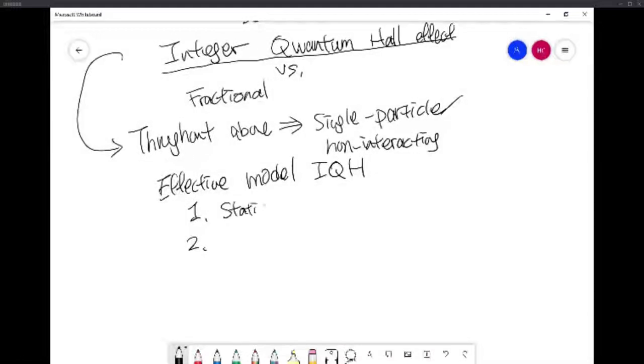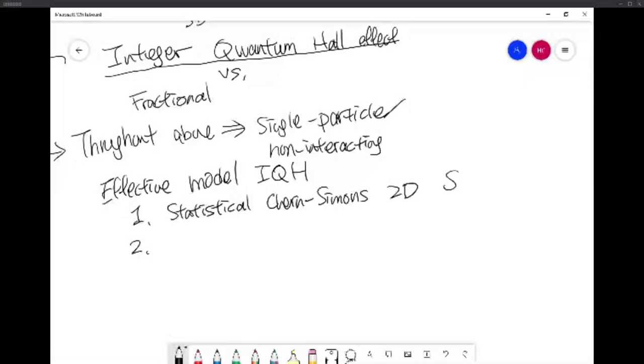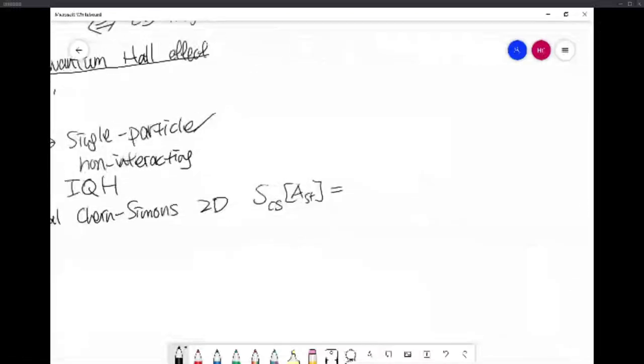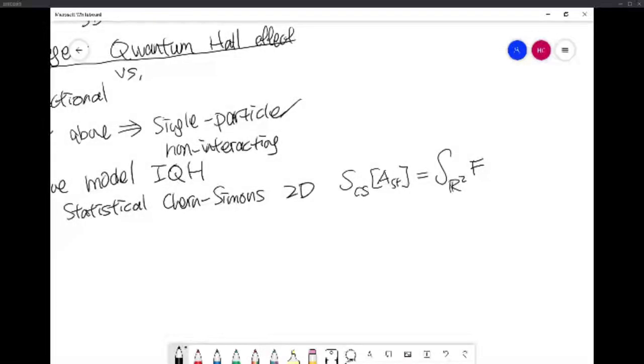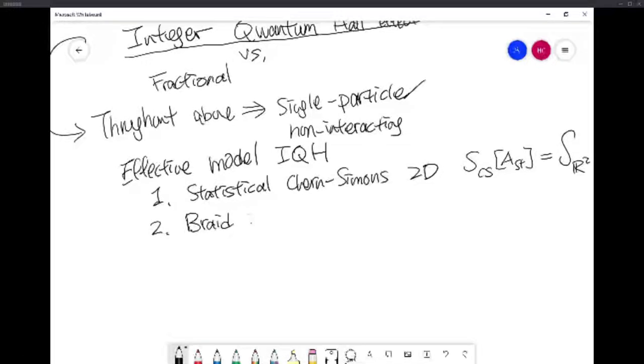And one is statistical Chern-Simons in 2D. So the Chern-Simons action is given by a statistical gauge field, and this is proportional to A wedge dA, or F. It's just the field strength. I'm not taking the square of it, right? So it's just a field strength. And the other one is the Bra group formalism and semi-classical cyclotron orbits.